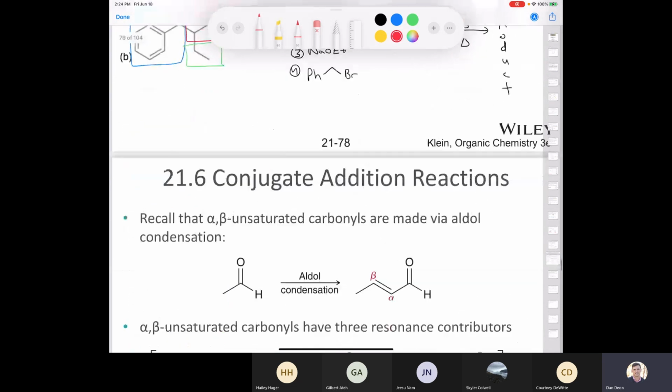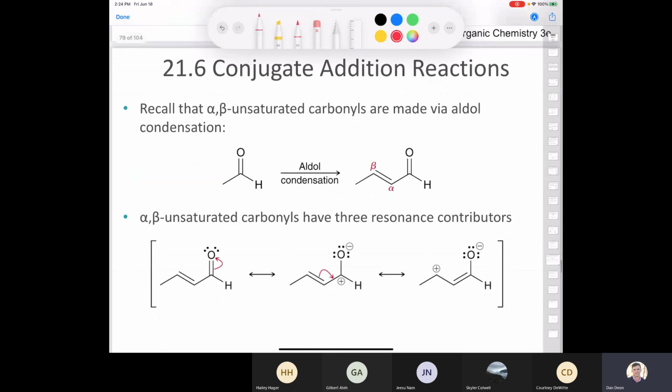And with that in mind, let's move on to the last section of new chemistry. There is one kind of new nuance, I guess, in the very last section, 21.7. But this is the last major section of new chemistry, and it deals with what's called conjugate addition reactions. You guys remember the term conjugation because it comes up quite often in organic chemistry.